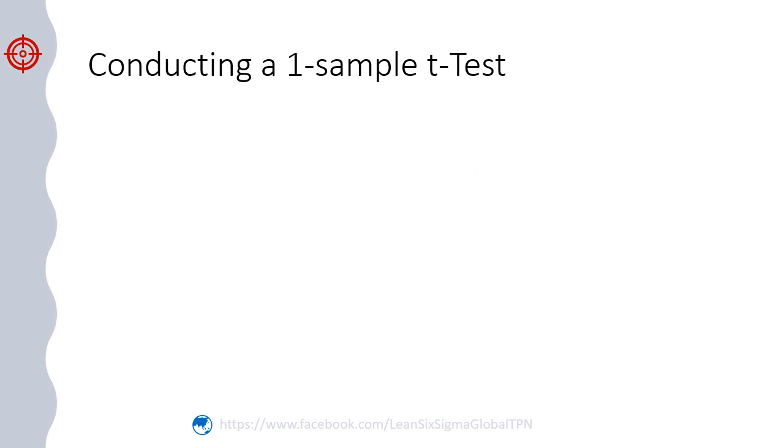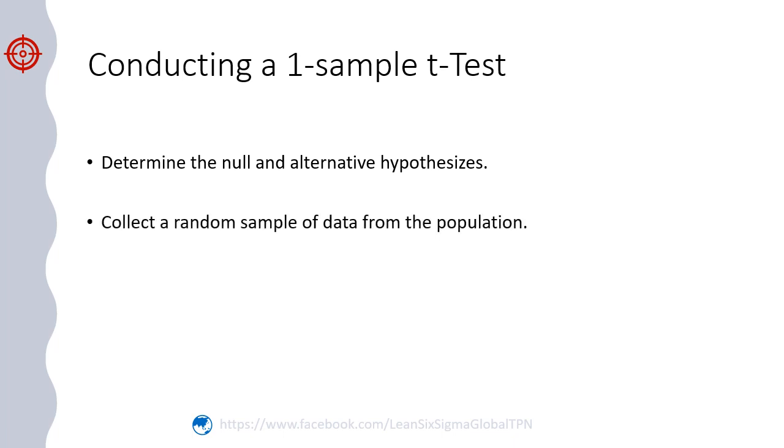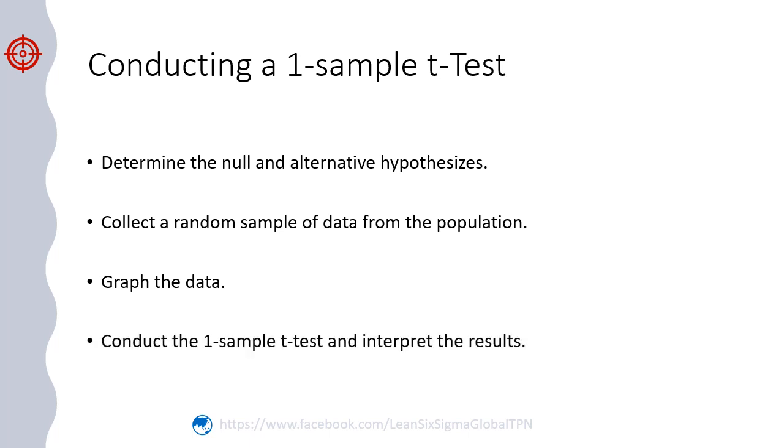We'll perform the test in 4 steps. First, we'll establish a hypothesis about the mean. Next, we collect a random sample of data from the population and measure them. And then we'll graph the data. And finally, we'll conduct and interpret the results of the one sample t-test.